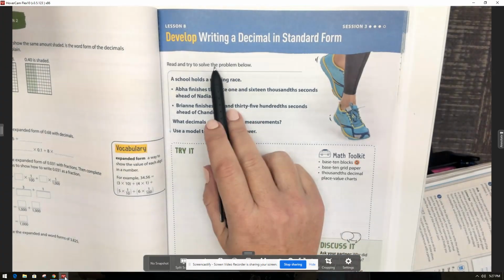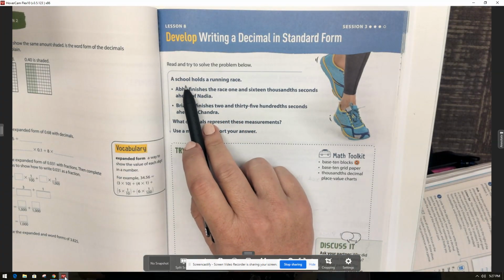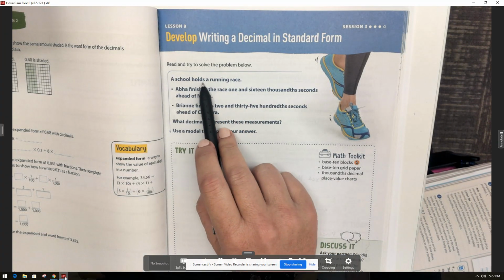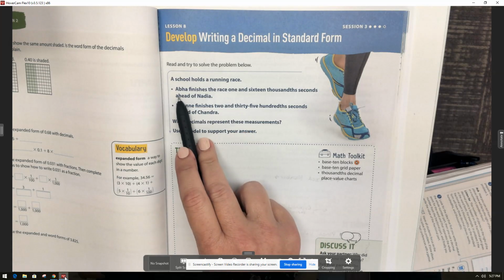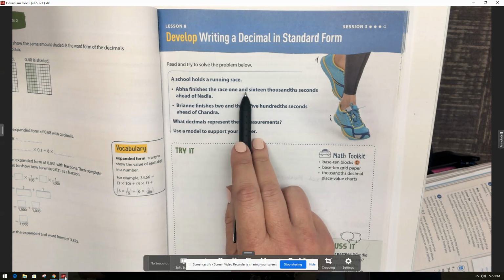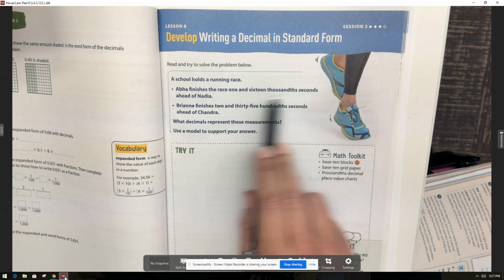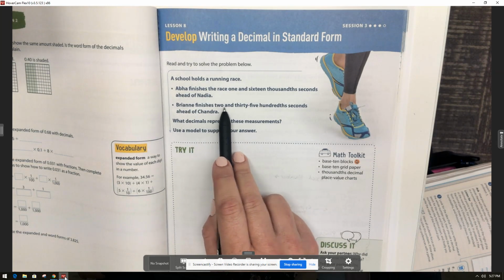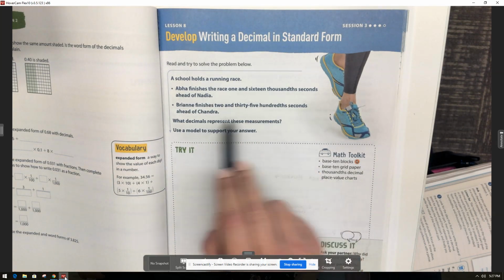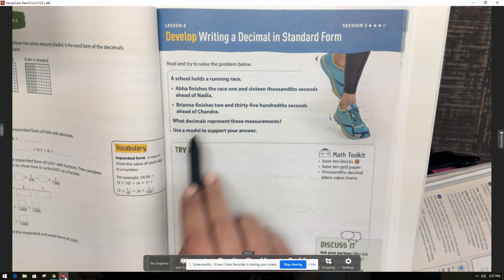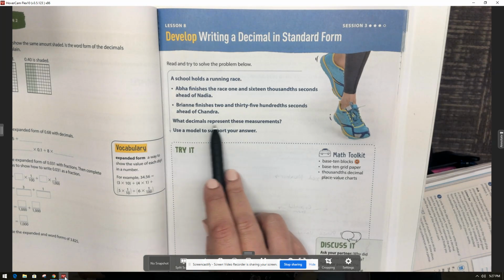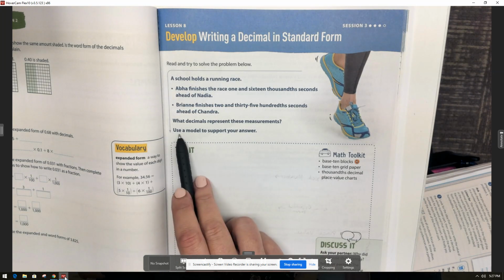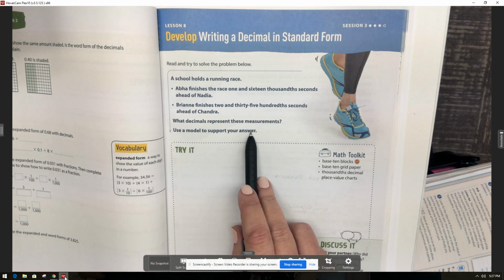We are going to look at this problem. It says, a school holds a running race. Abba finishes the race 1 and 16 thousandths seconds ahead of Nadia. Brianne finishes 2 and 35 hundredths seconds ahead of Chandra. What decimals represent these measurements? Use a model to support your answer.